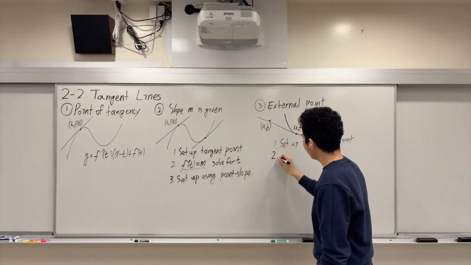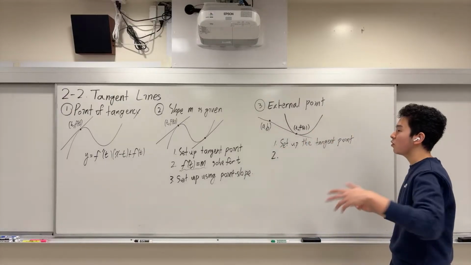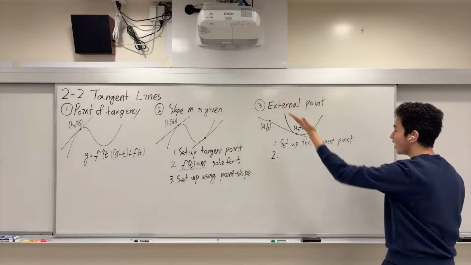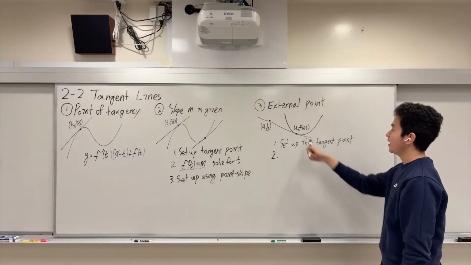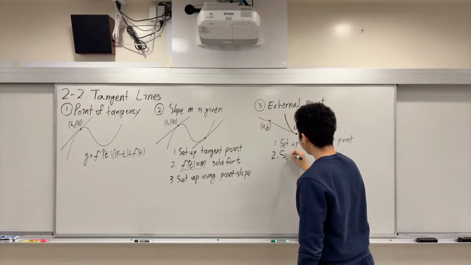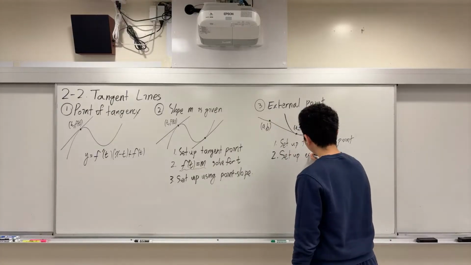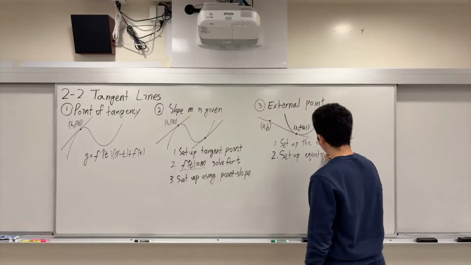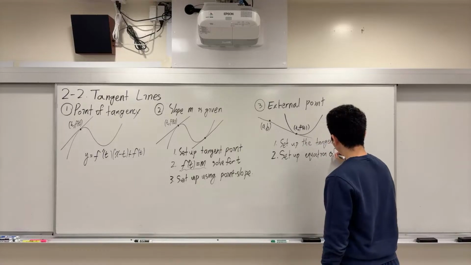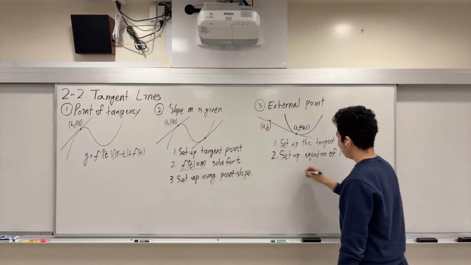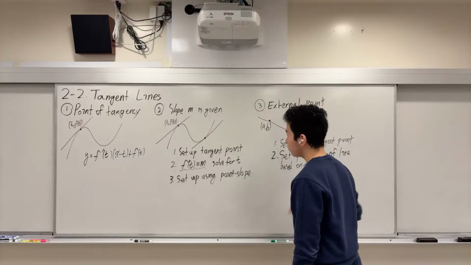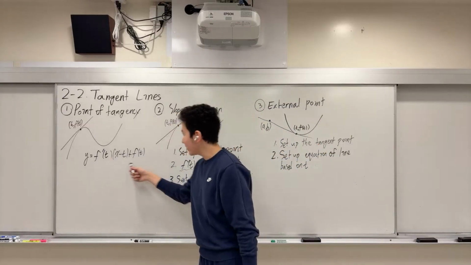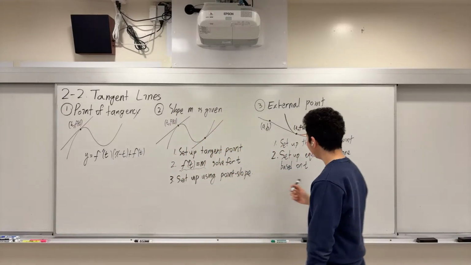And then number two, what we're going to do is we're going to artificially set up the entire equation of the tangent line based on t. So set up the equation of the line based on t. So we would literally set up this, but everything will be in terms of x and t, right?